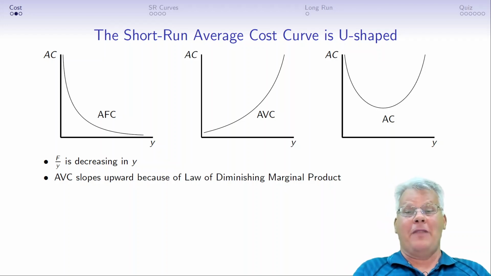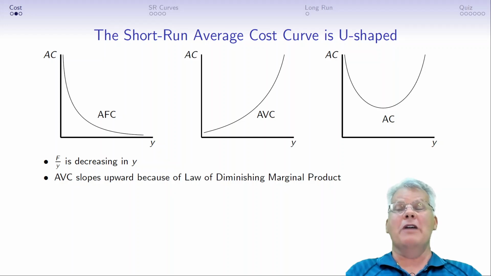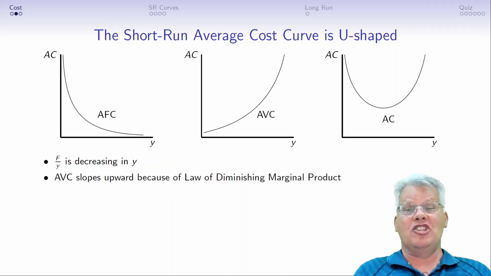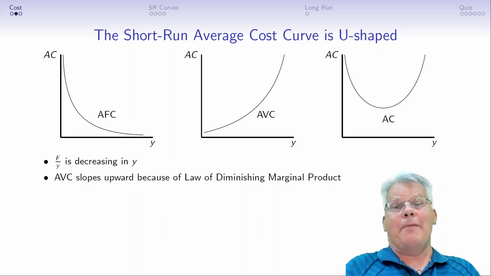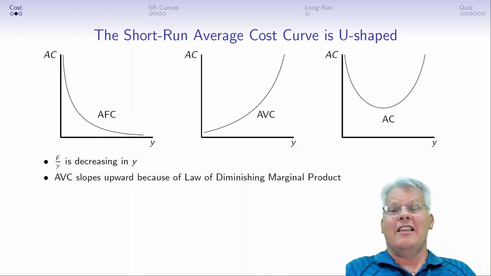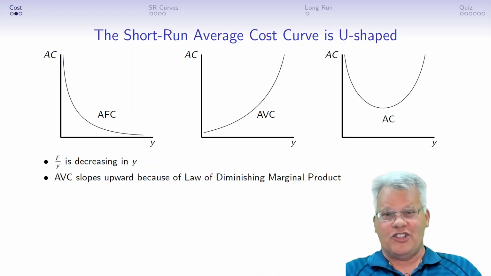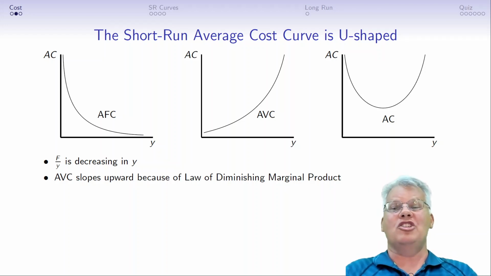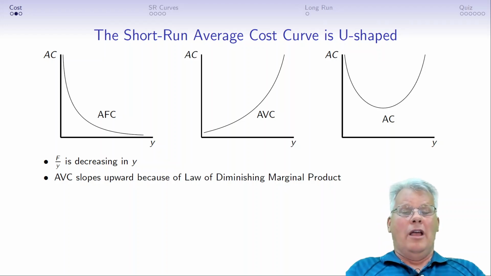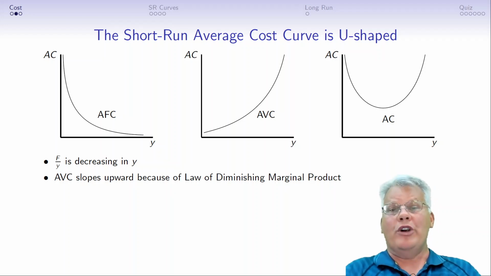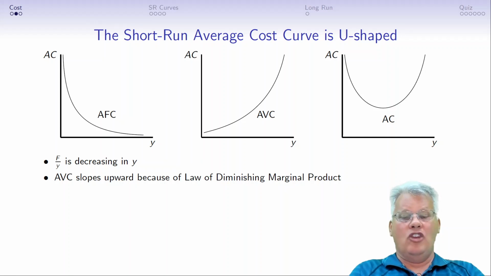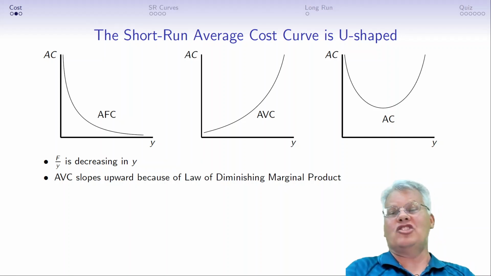The middle graph, average variable costs, must be upward sloping because of the law of diminishing marginal product. One example I could think of that might illustrate this, think about the Starbucks at Moody Library. It's a small Starbucks. It has a single latte machine. So basically, if Starbucks wants to increase the output of lattes at this particular store, they start adding workers.